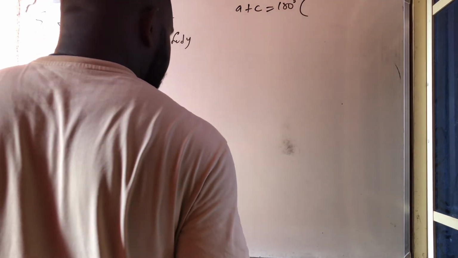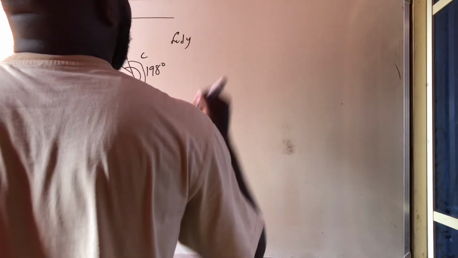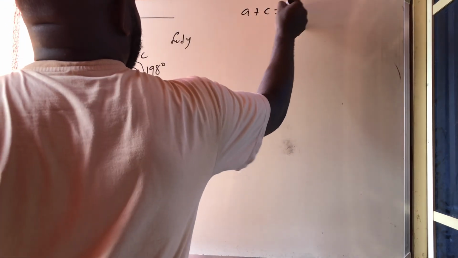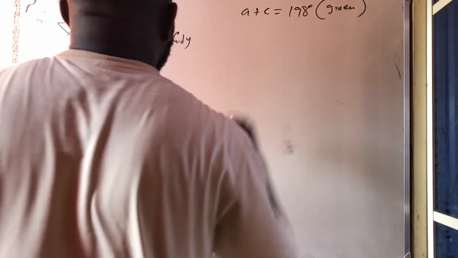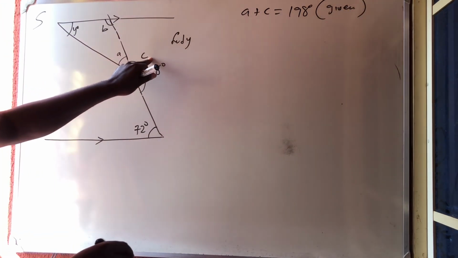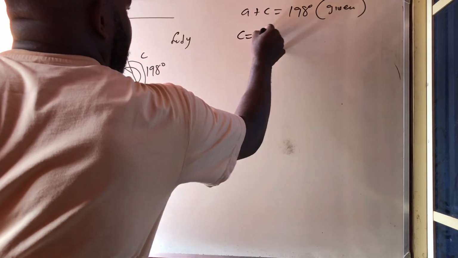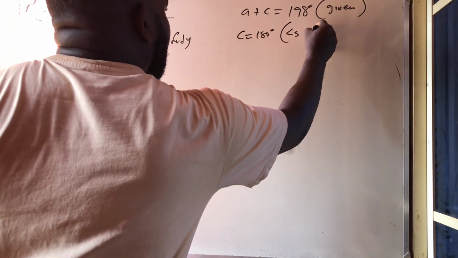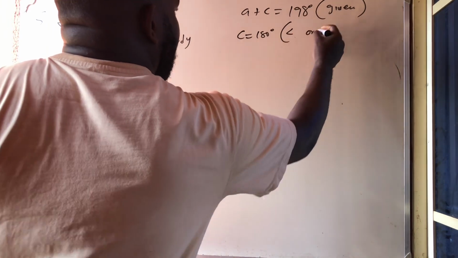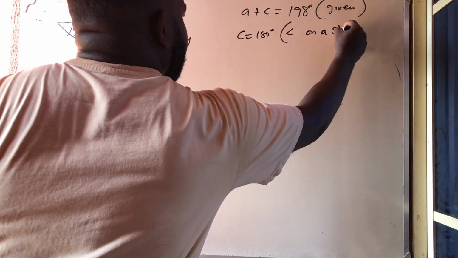What am I saying? If I combine A plus C, I'm getting that 198 that they gave me. So my reason is given. But you know that C is what? C is equal to 180 degrees. And my reason is what? Angle on a straight line.